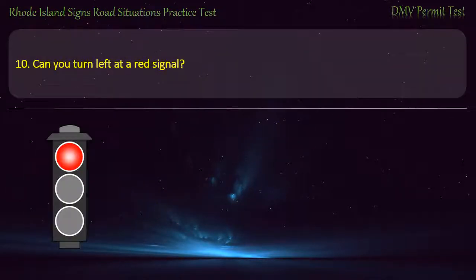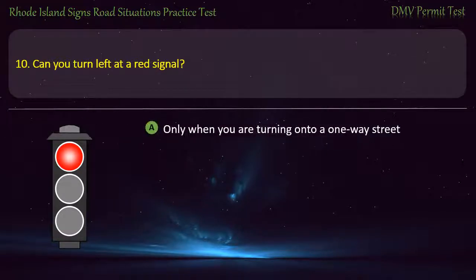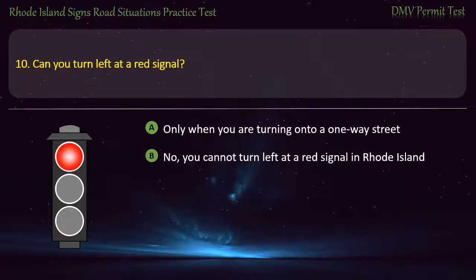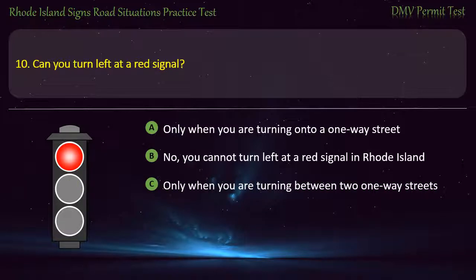Question 10. Can you turn left at a red signal? Only when you are turning onto a one-way street. No, you cannot turn left at a red signal in Rhode Island. Only when you are turning between two one-way streets. Yes, unless it is prohibited by a sign. Answer. No, you cannot turn left at a red signal in Rhode Island.